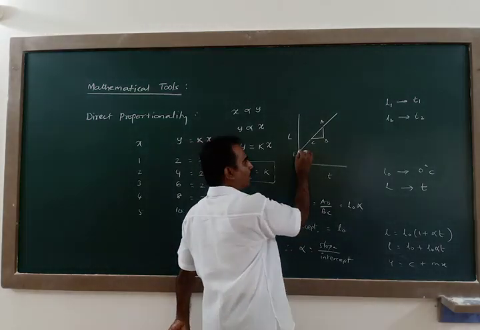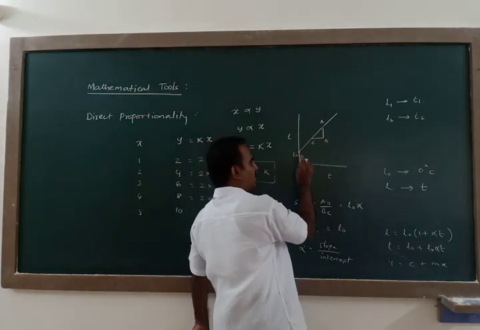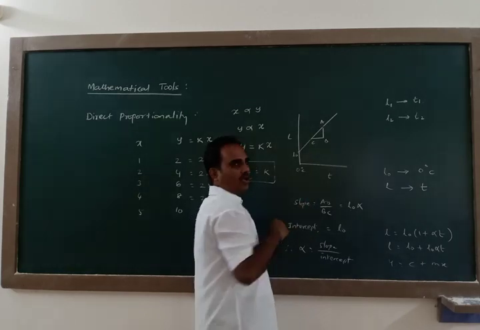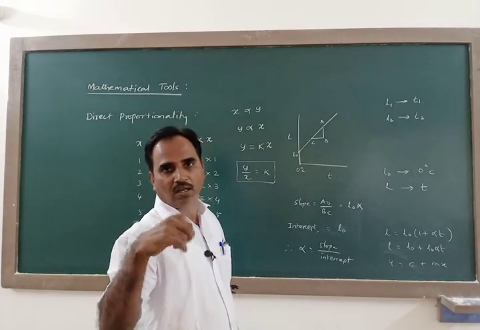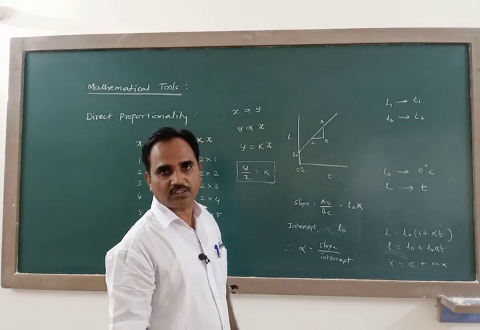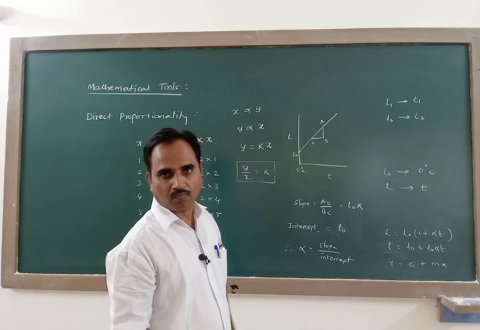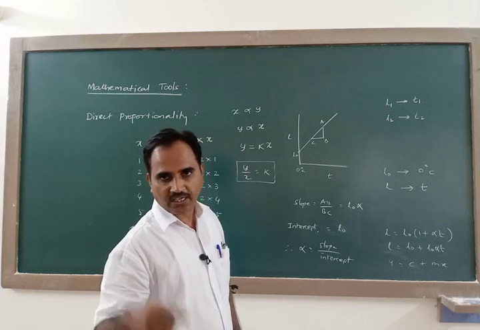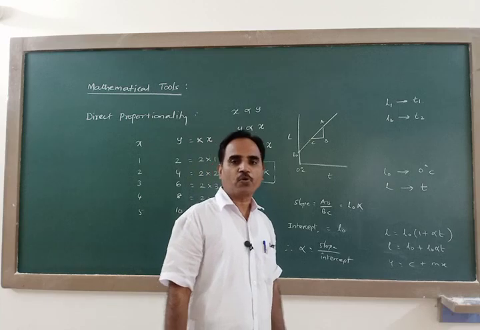So from here onwards, this is a straight line. That means above L naught, length is proportional to temperature. That means the more you increase the temperature, the length increases proportionately.